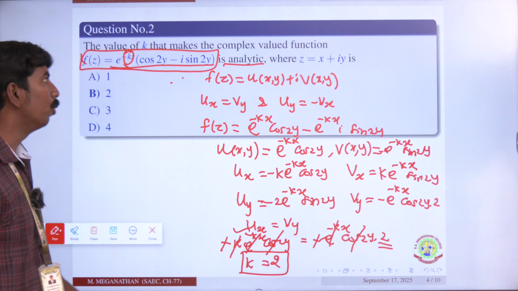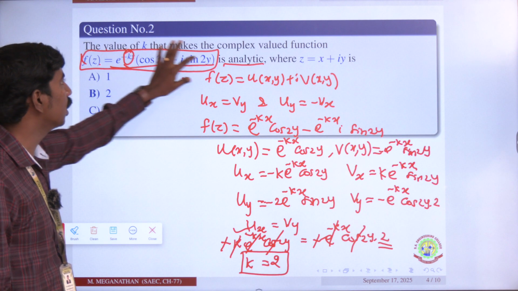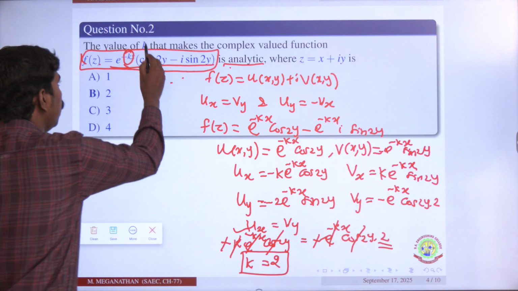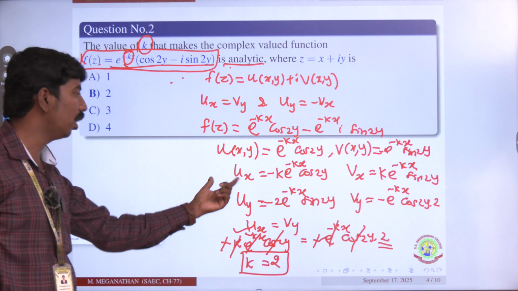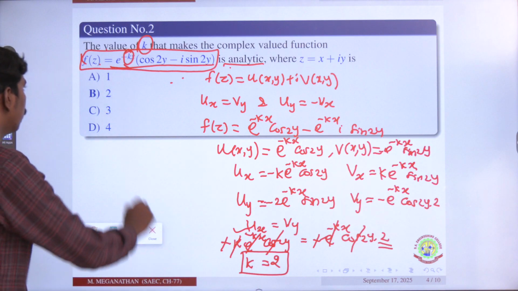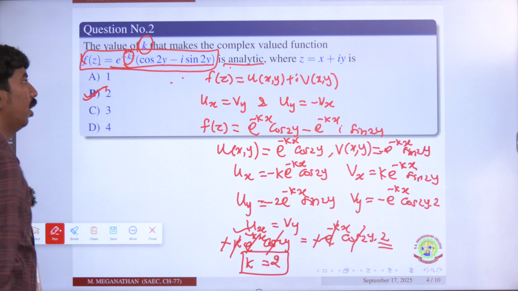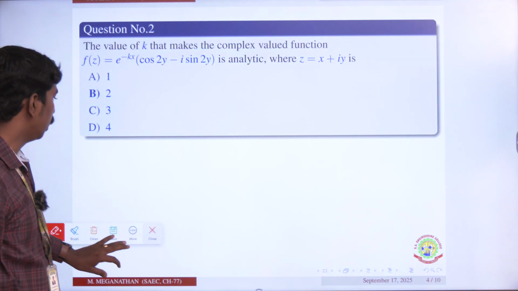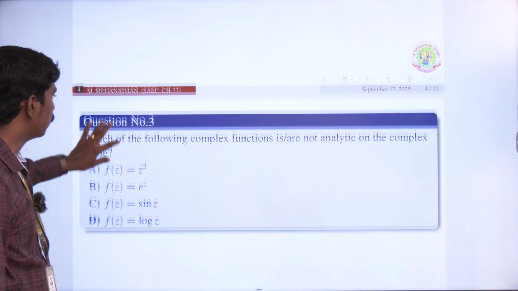So this is our aim to find. So the given function is analytic for what value of k, we needed to find. So I use the CR equation and find the value of k equal to 2. Therefore this is your answer. So likewise we can see the next example.